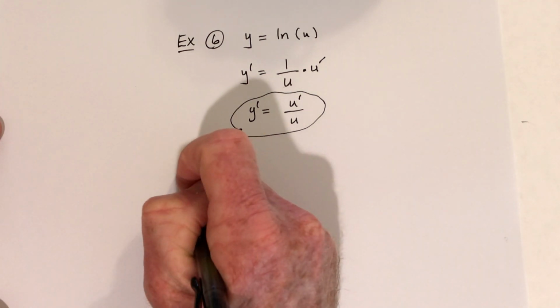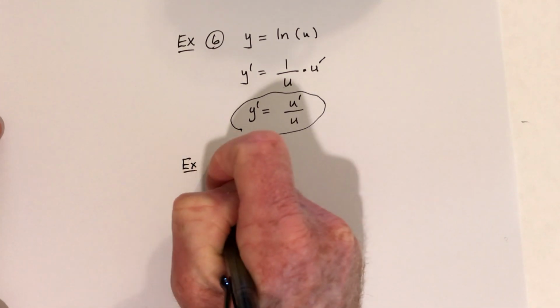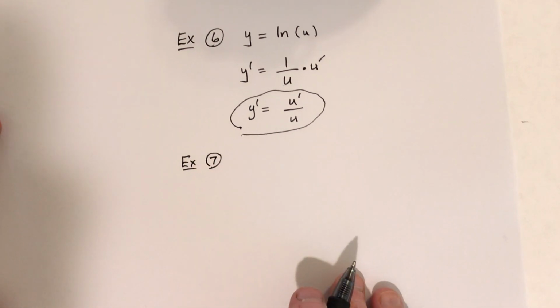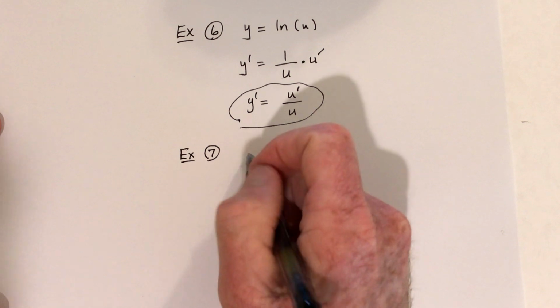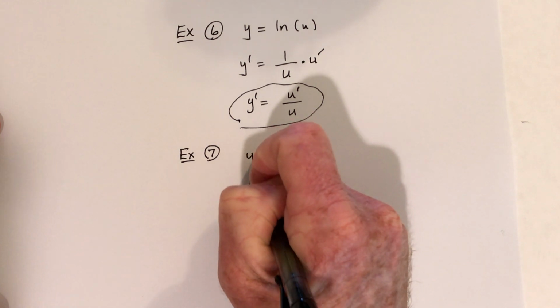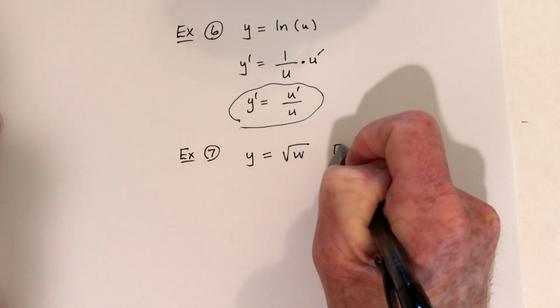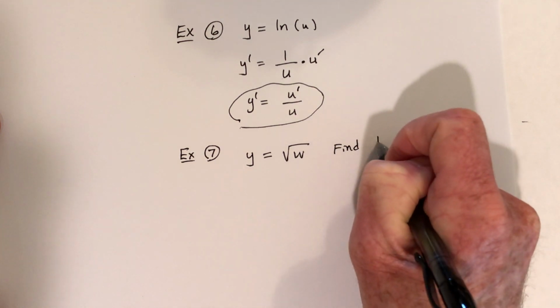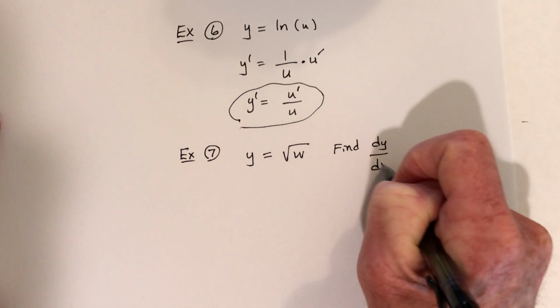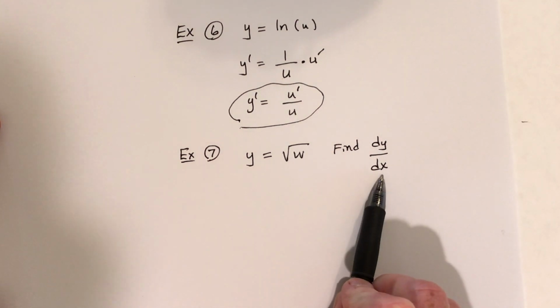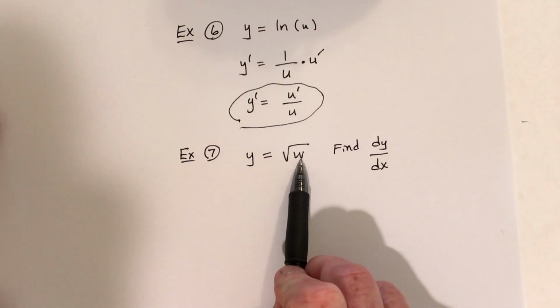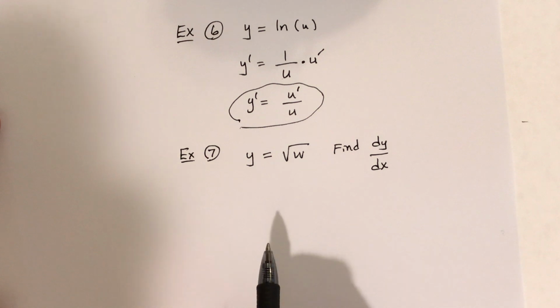All right, next up, for example number 7. Suppose that y is equal to the square root of w. Find dy dx. So this is the part that's implying that this is a function of x, even though we don't know what w is equal to.